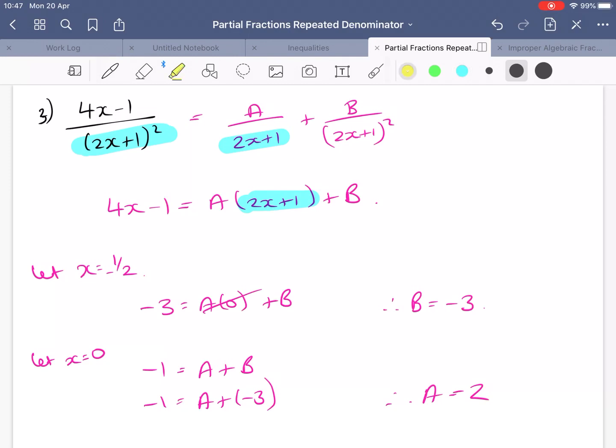Now this second one's interesting. I've got to make this denominator the same as this one. Well, it already is.